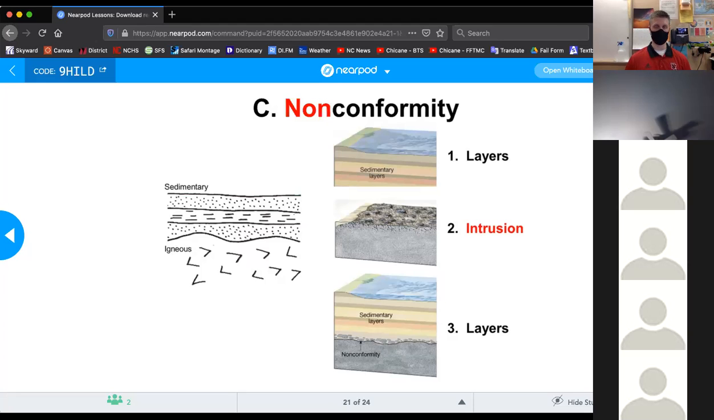This is the one that in the little clip they said it's relatively easy to spot in the field because, again, it's sedimentary rock above igneous rock or sedimentary above metamorphic rock. So it's going to be a big difference in just how the rocks look.